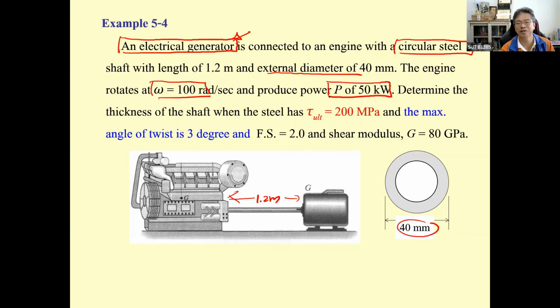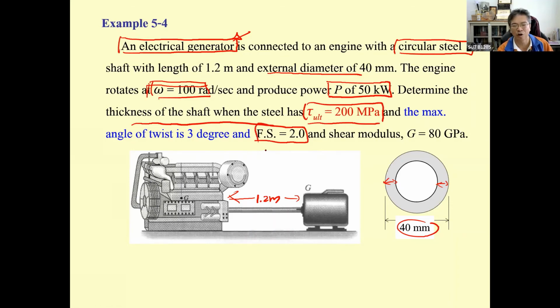So from this power and omega, you can determine the torsion. But in the examination, Ajahn will provide you the torsion. And then you find the thickness of this shaft, when the tau ultimate is 200 with a factor of safety of 2. So you're going to have the tau allow of 100 megapascal. And the angle of twist is 3 degrees.